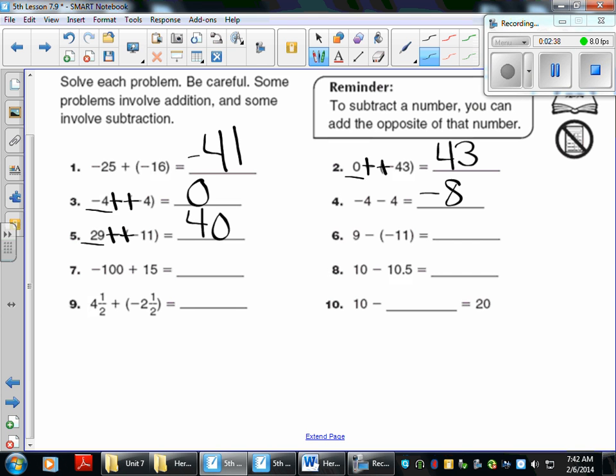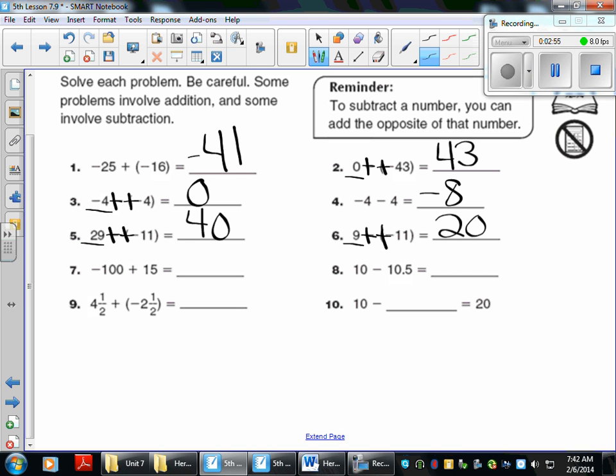9 minus negative 11. More practice. Leave, add, change. Leave that 9. Negative sign turns into a positive sign. Negative 11 is now a positive. Our answer is now 20.